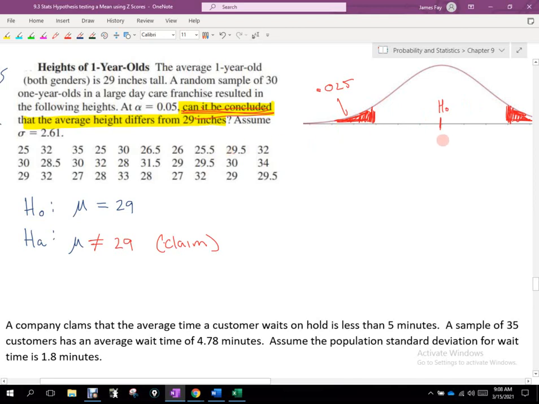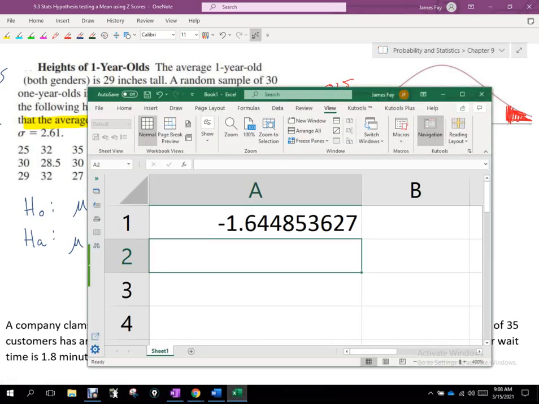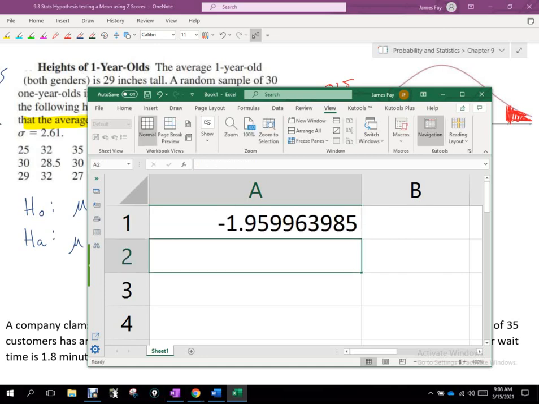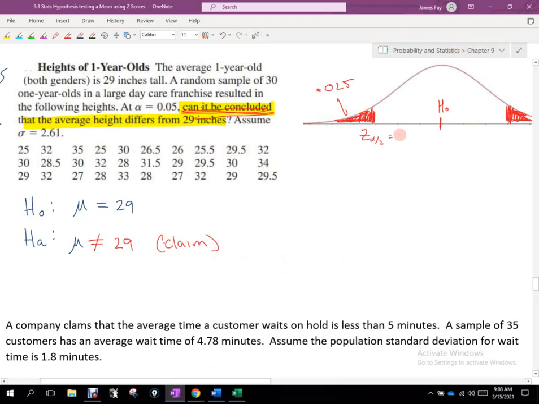So in order to find the Z-score attached with alpha over 2 in this case, I'm going to, on Excel, type in norm.inv 0.025. And you get negative 1.96. And that's also in your notes if you would search back a few pages. That's a z-score of negative 1.96. So what is this z-score over here? Positive 1.96. Good. So we've now developed our tool to decide whether to reject or fail to reject.